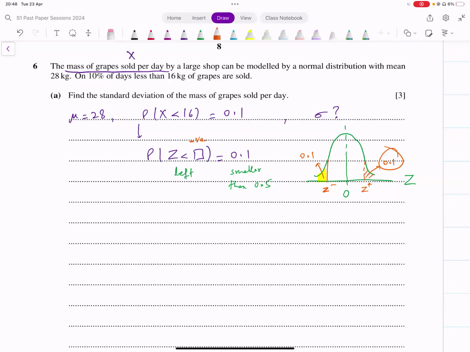So if this is 0.1, we can say the area to the left of this positive value of Z is 0.9. And we could write this probability as probability of Z less than the positive Z value equals 0.9. Now, from the table, we can figure out what this positive value of Z is. The probability is 0.9. Find the corresponding Z value. Let's see what we get from the table when probability is 0.9.